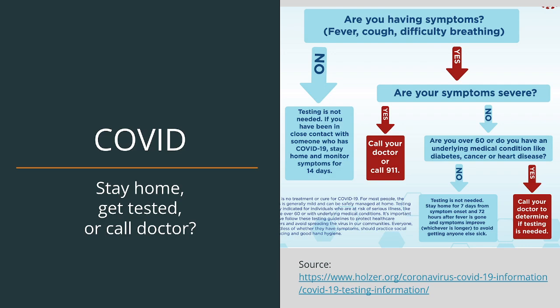This decision tree right here represents the conditions. On the top root, the first condition is, are you having any symptoms? If it's no, then testing is not needed. Then if you have been in close contact, then stay at home. If you do have symptoms, then there's a subtree here. Are the symptoms severe? If it's a yes, then call the doctor. If it's a no, then it's going to go into another subtree.